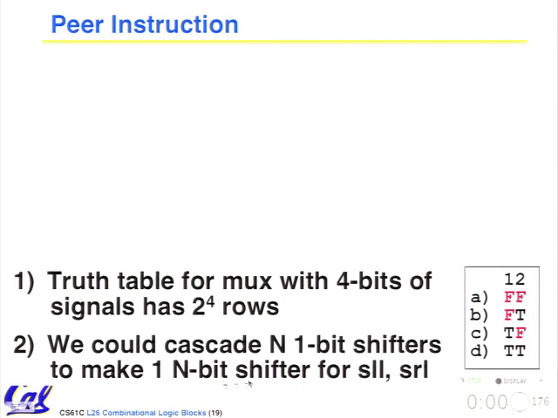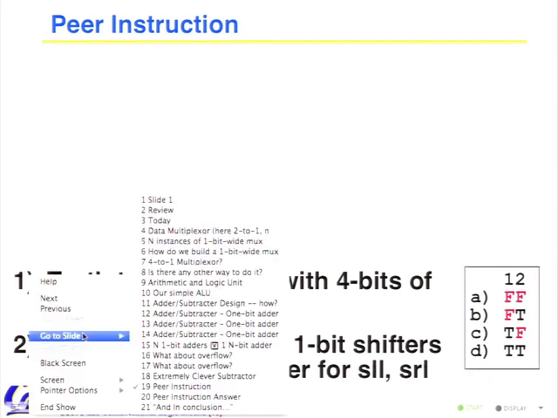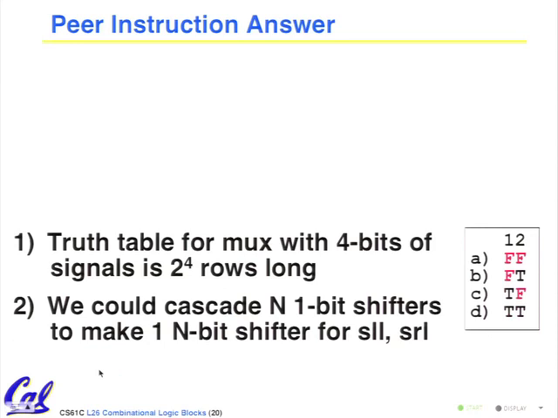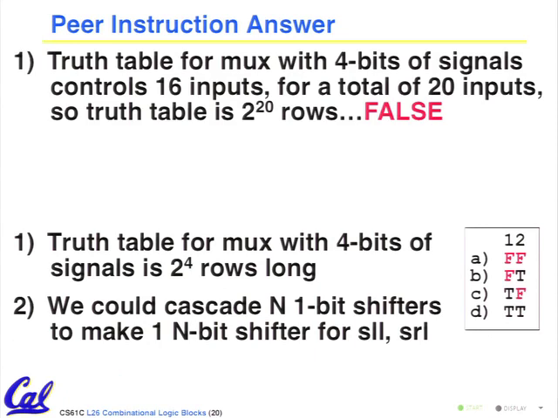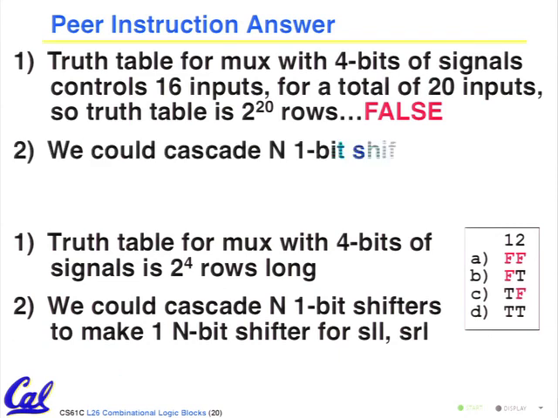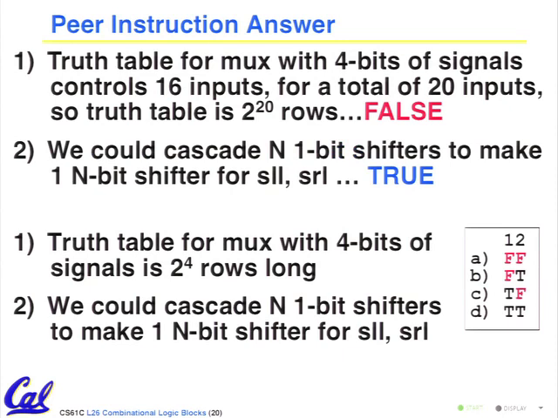So let's see what we got here. I have a hidden slide with my answer. So that's not so good: 2 to the 20 rows, that's more than 2 to the 4. And the last one. You can cascade them with the right circuitry, passing them the right number of ways, but that's a very valid way to have the shifters work because they just go left and right, and it makes big sense. False and true. I'm looking for a B.